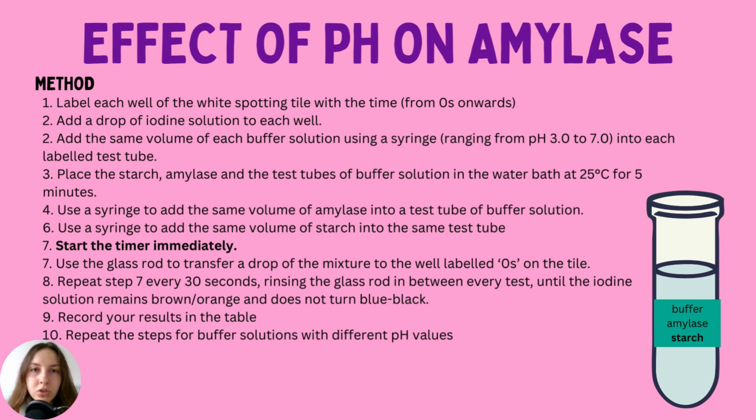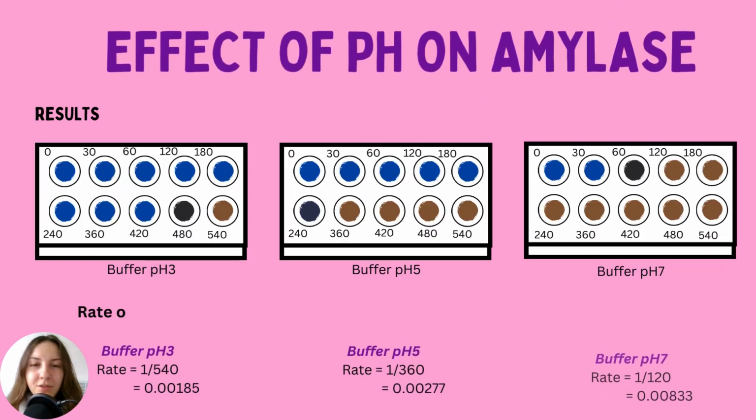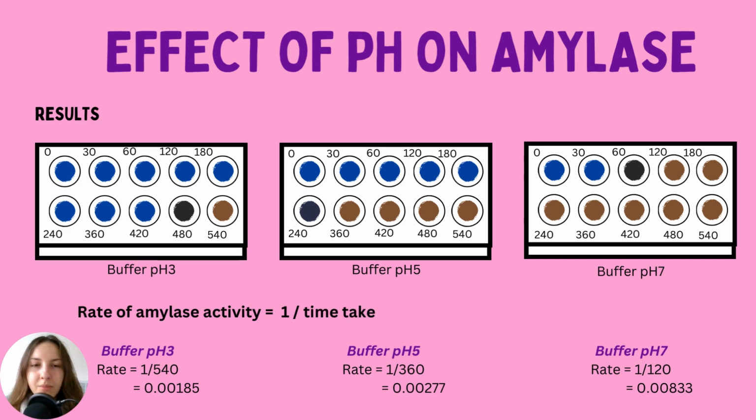That's when you want to stop the timer and record your results, and then repeat the same thing again with the same pH. And then obviously repeat the same thing again with the different pHs. And then you'll get your results, which I'm going to show you now. Okay, so here are 3 made up results that I have in front of you. You can see you've got the white spotting tile at pH 3, the white spotting tile with pH 5, and pH 7 on the other side. And you can see we've got a range of different results, and this is what they mean.